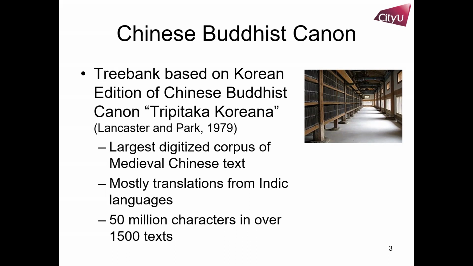It is, to my understanding, the largest digitized corpus of medieval Chinese texts. There are about 50 million characters in over 1,500 texts. Most of them are not original, though. Most of them are translations from Indic languages. Buddhism spread from India to China, and as part of the spreading, the missionaries translated the original texts in various Indic languages into Chinese.